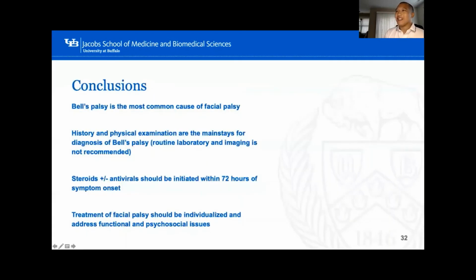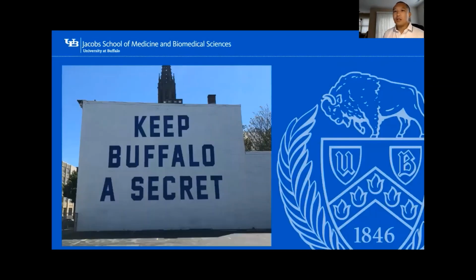So yeah, in conclusions, Bell palsy is the most common cause of facial palsy, but it's diagnosed as exclusion. Do your H&P. It's important for everything, not just facial palsy. Steroids is the mainstay of treatment, plus or minus the antivirals. And you can really help people who have facial palsy, even though they're outside this window, with some of the facial reanimation techniques. So that's it.